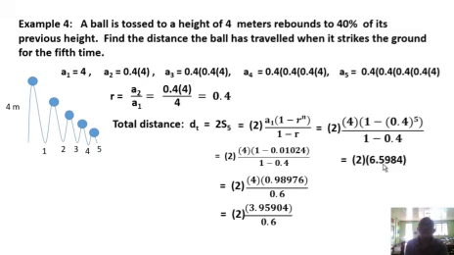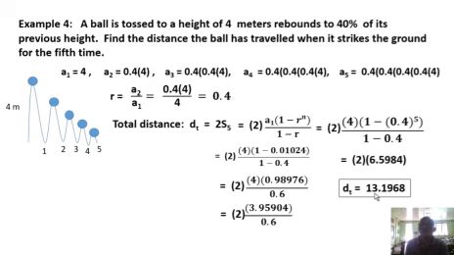And multiply further. So the total distance is 13.1968 meters. This is meters. Total distance traveled by the ball is 13.1968 meters.